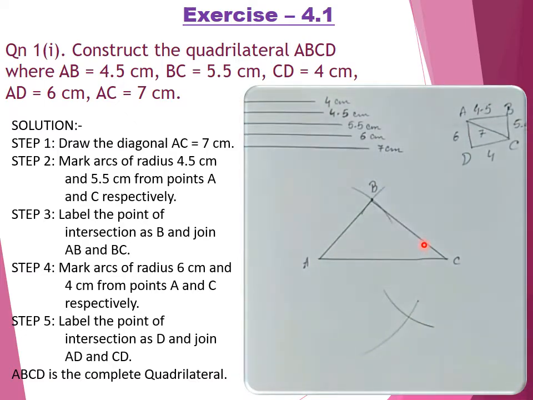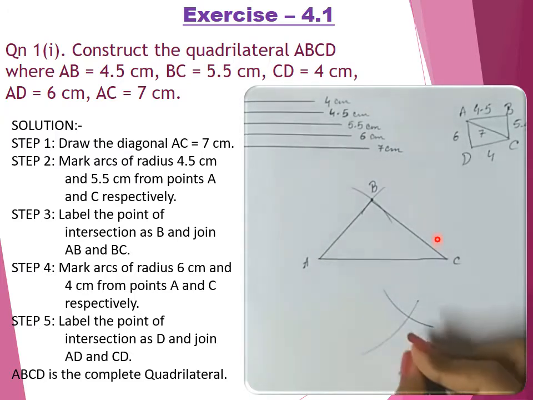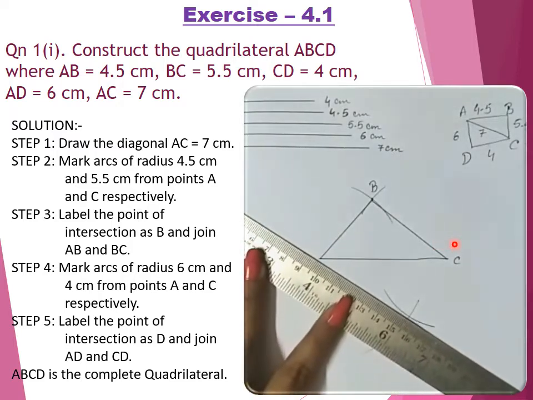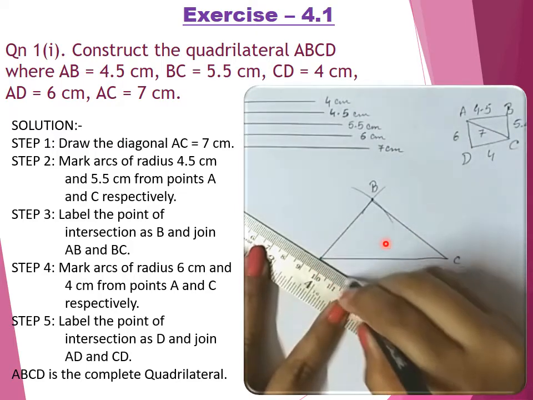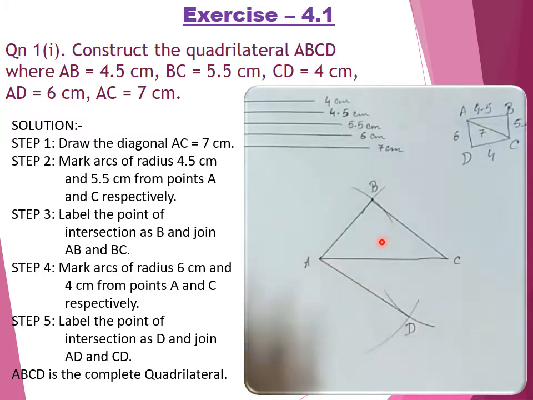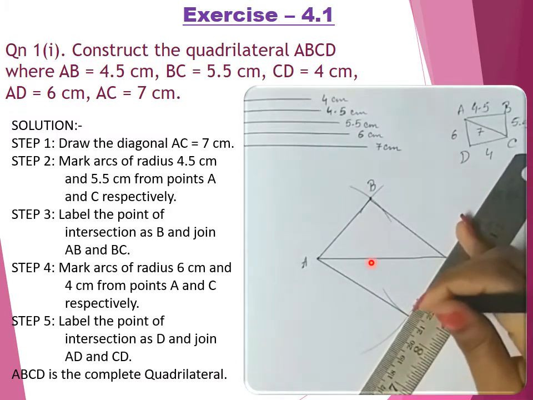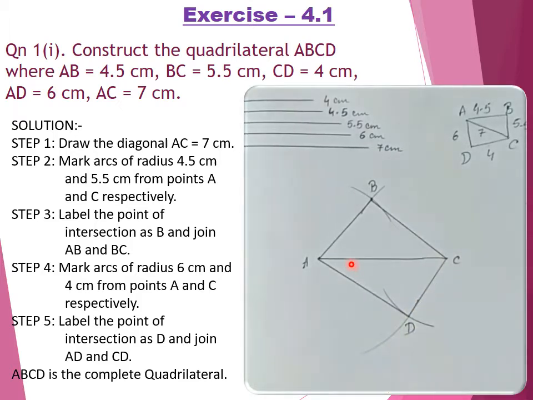So again we have a point of intersection and according to the rough diagram, this point of intersection should be D. Hence, we will join AD and CD so that we can construct the quadrilateral ABCD. So hence we have the quadrilateral ABCD.